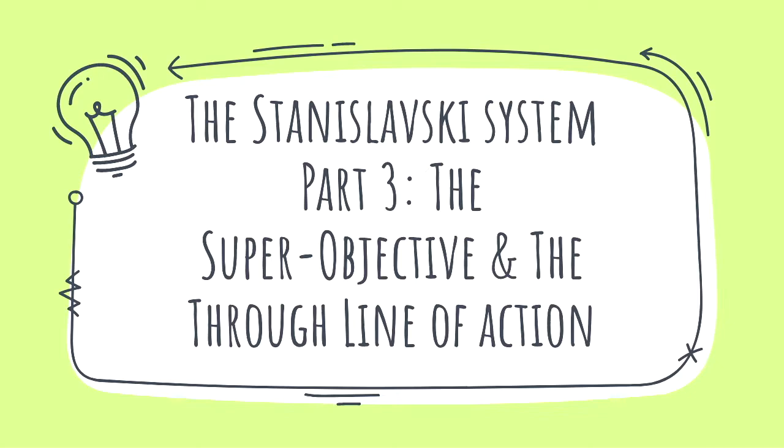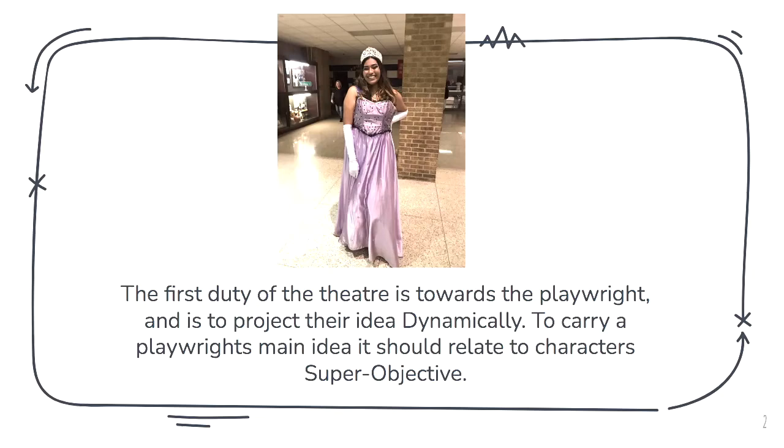Today we are going to be talking about part 3 of the Stanislavski System. This part is talking about the SuperObjective and the through line of action. The first duty of theater is towards the playwright and is to project their ideas dynamically. To carry a playwright's main idea, it should relate to your character's SuperObjective.